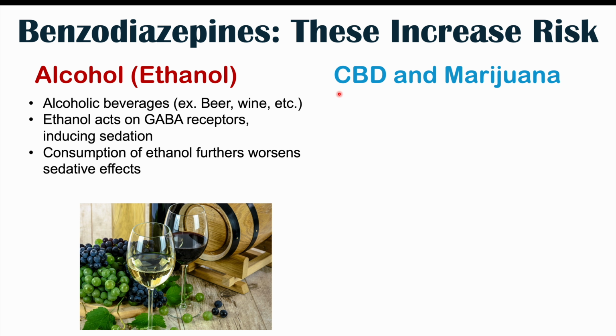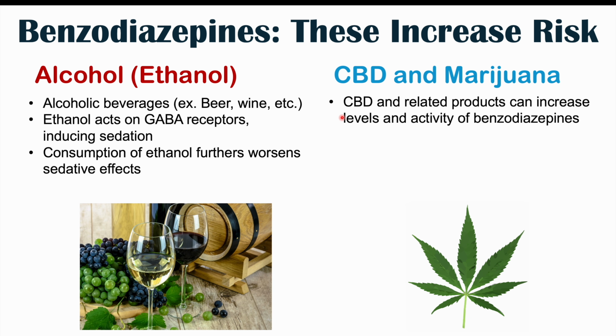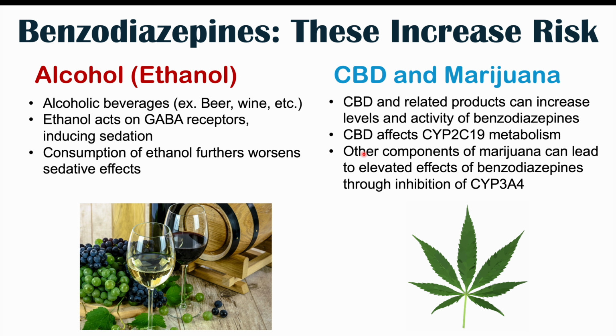Other things we should avoid taking or using include CBD oil and marijuana. And with regards to CBD or cannabidiol and its related products, these can increase levels and activity of benzodiazepines. And it does this because it affects CYP2C19 metabolism, and this is going to be more specifically a problem with diazepam. However, if we're using marijuana or cannabis, there are other components of marijuana that can lead to elevated effects of benzodiazepines through inhibition of CYP3A4. This will be more affecting benzodiazepines in general, like Alprazolam and Metabolism, along with diazepam.